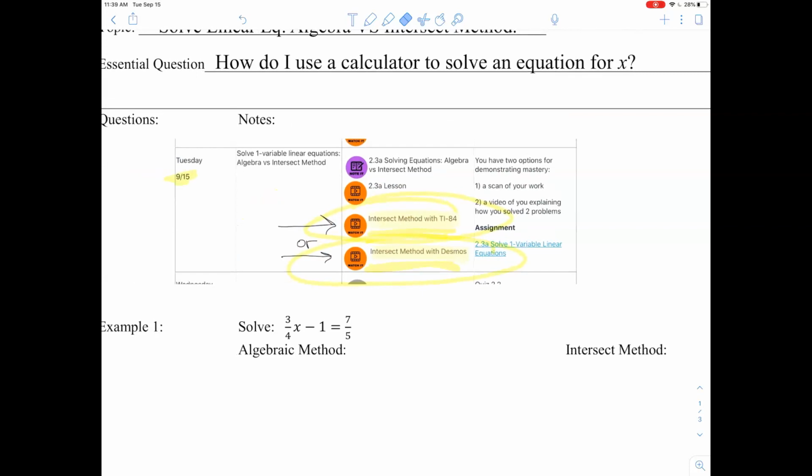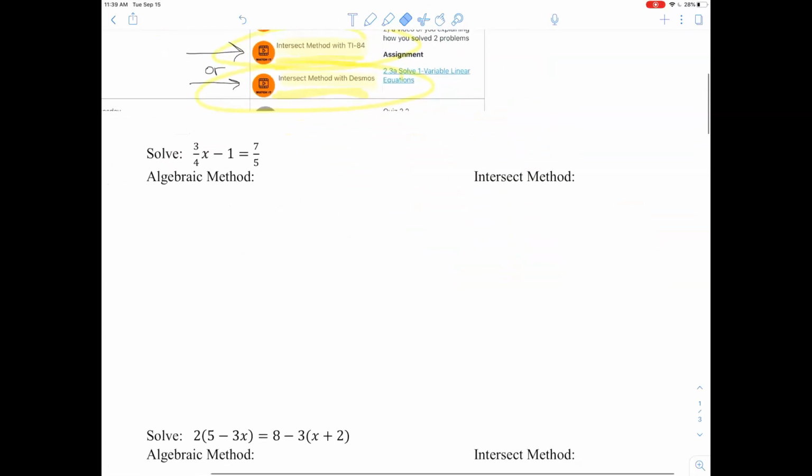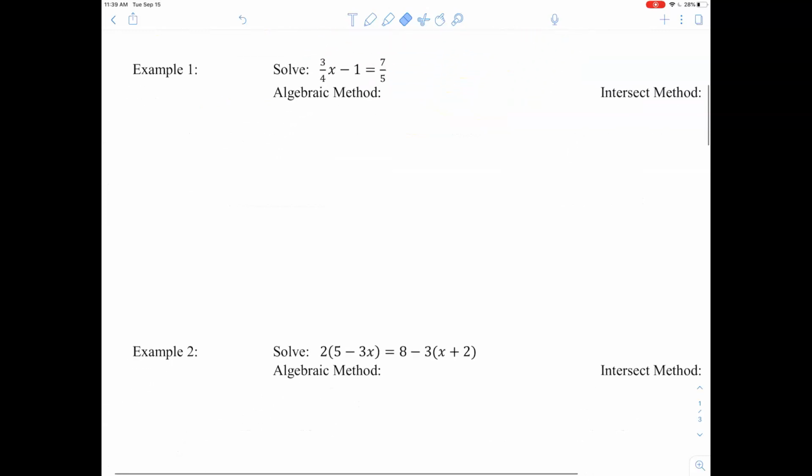Okay, so I'm assuming that you paused this video, and you went and watched one of those two videos. Now what we're going to do is solve these two examples here. Okay, so for example 1, this is going to have one solution. This is what we call a consistent equation, because there is one number we can plug into the equation to make it true. There is one solution.